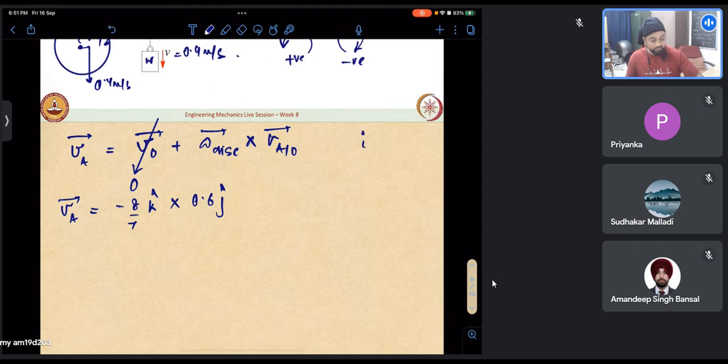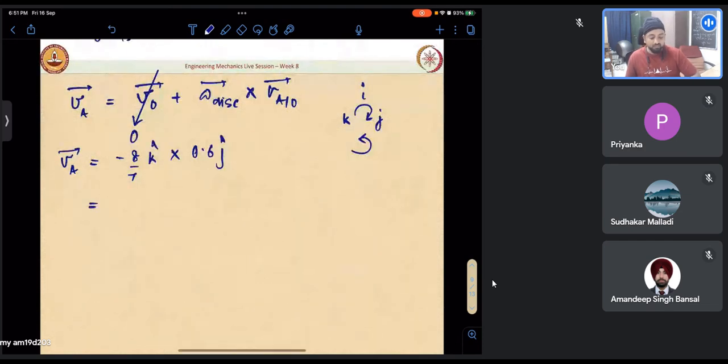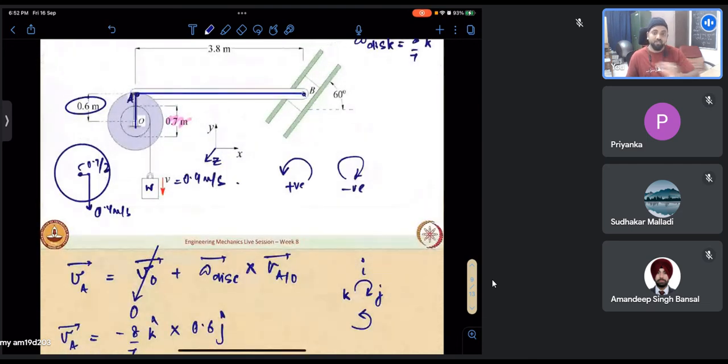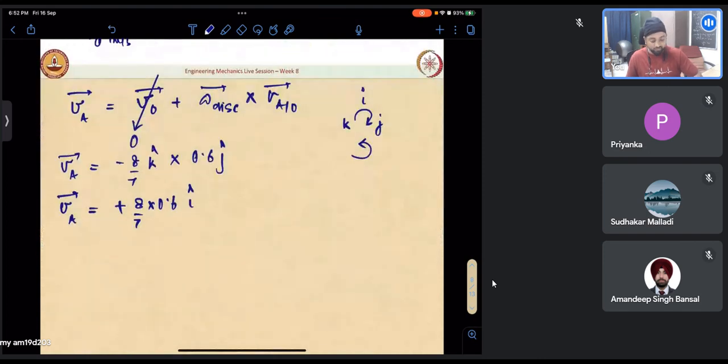And then if we do this, we know if we go like that, it will be positive. If we have a product going that way, it will be negative. So k cross j is minus i. So it will be minus minus plus 8.7 into 0.6 i cap is what we will get. And even from the physics, we can see if it is rotating like that, point A will be moving to the right, which is in the positive x direction, which is consistent with what we are getting here.